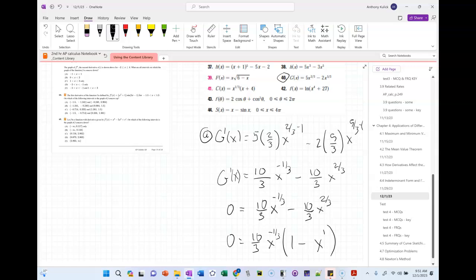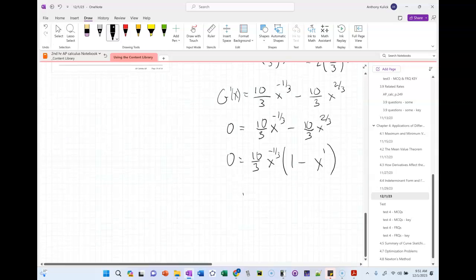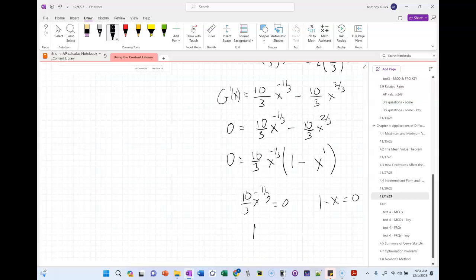When we're factoring it out, we're dividing, right? So x to the 2/3 divided by x to the negative 1/3. I need to subtract the exponents. 2/3 minus a negative 1/3 is 3/3, or just 1. I can then apply the zero product property and set each of these equal to 0. This has no solution because it has an x in the denominator only. And then this one is 1.